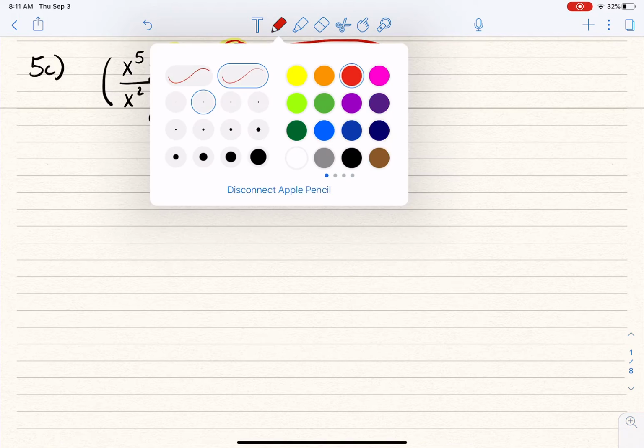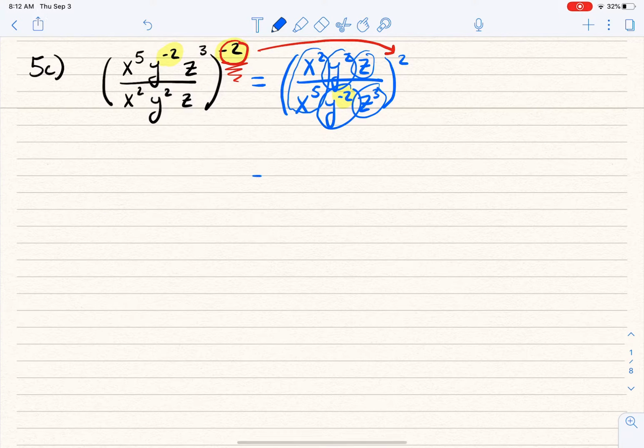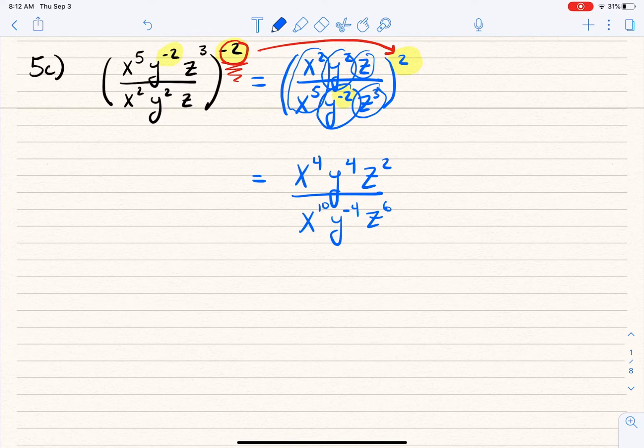All right, and we're going to go backwards, and we're going to say, well, let's deal with this exponent as I should have. So what if we distribute that exponent, then we're going to end up with x to the fourth, y to the fourth, z squared, all over, let's see here, x to the 10th, y to the negative 4th, z to the 6th. Okay, so now I've dealt with that outer exponent. Now I can simplify everything. Sorry about the confusion. If I lost a couple of people there, I apologize.